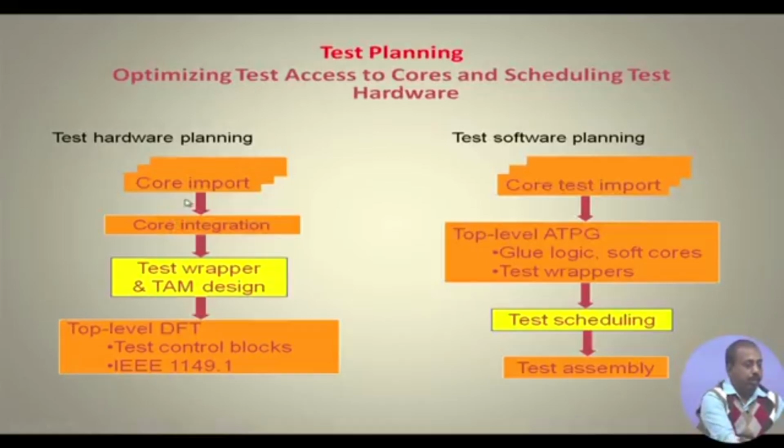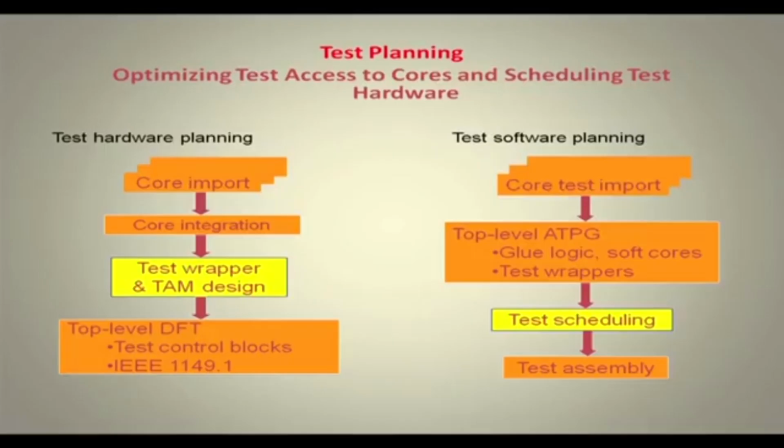So, in test hardware planning, cores are to be taken. Cores are for a particular design. So, cores are imported, the cores are integrated. How the cores will be connected between each other, that is basically the designer part. Once that has been done, each of these cores needs to be test wrapped. So, we have to design the corresponding test wrappers for each of these cores, and then we have to design the TAM, like how these cores will be accessed in a test access mechanism. So, how they are going to be utilized in a test access mechanism.